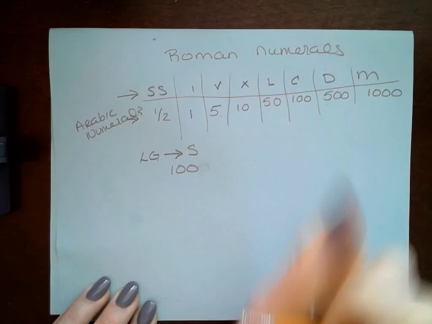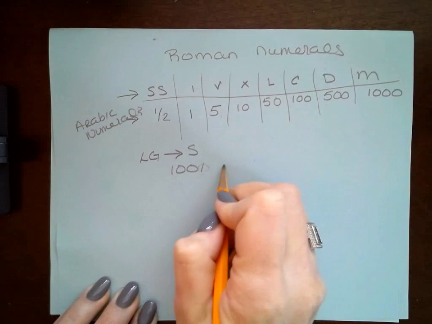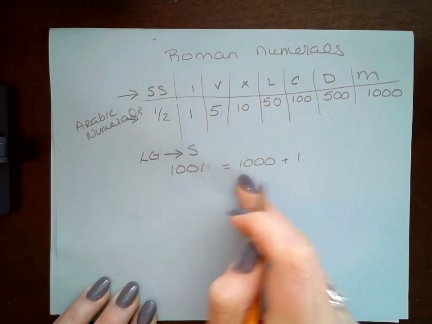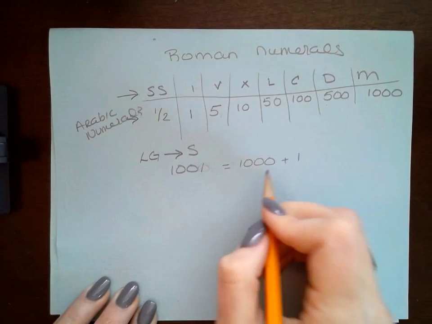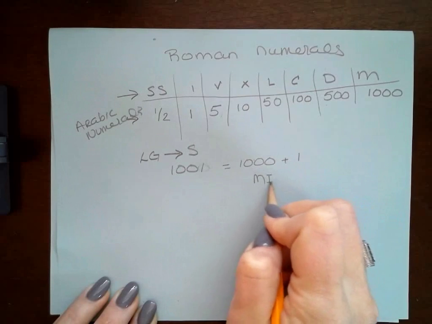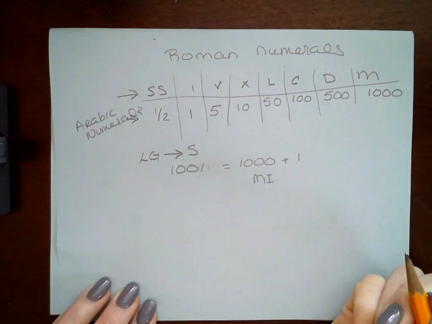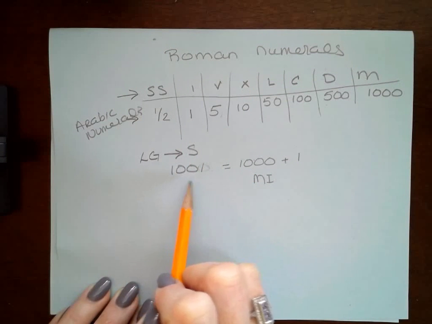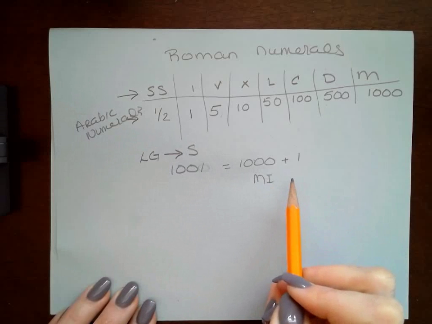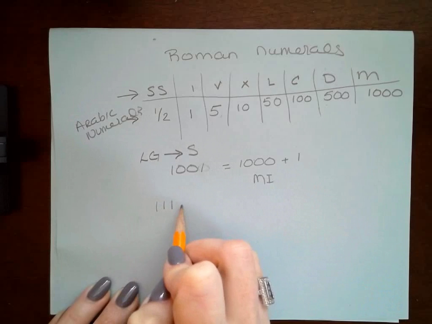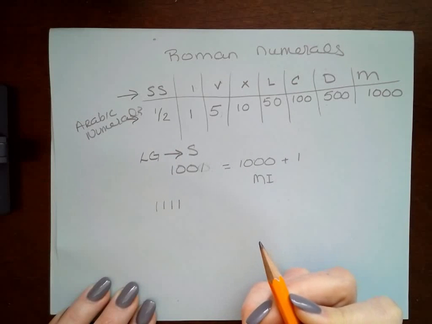If we needed to say 1001, we would have 1000 plus 1, so notice we're decreasing. 1000 is M, 1 is I. So we have the Roman numeral MI. So we usually want to go from largest to smallest, and we're just adding the value of the Arabic numerals as we go up. We cannot have more than 3 things in a row.